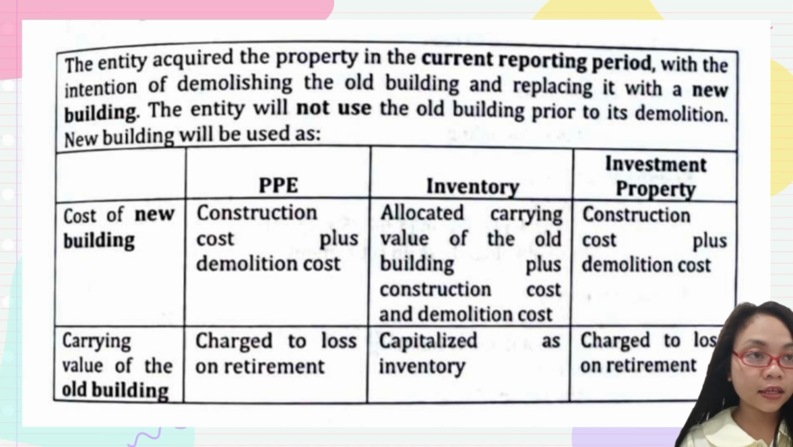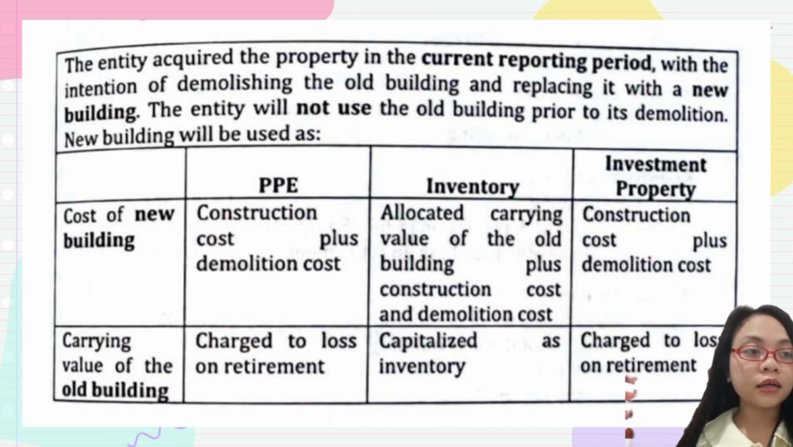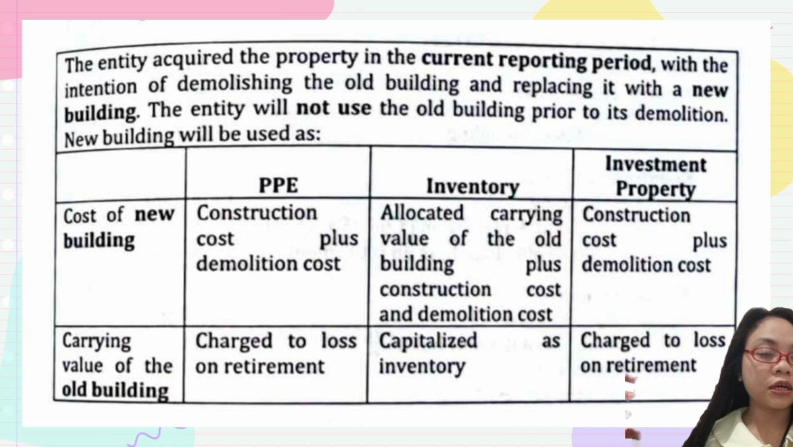What if the entity will acquire the property sold in the current reporting period, and then the intention is to demolish the old building and replace it with the new building? The entity will not use the old building prior to its demolition. So the new building can be used as either property, plant and equipment, or inventory or investment property. So if the new building will be used as PPE, the cost of the new building would be construction cost plus the demolition cost.